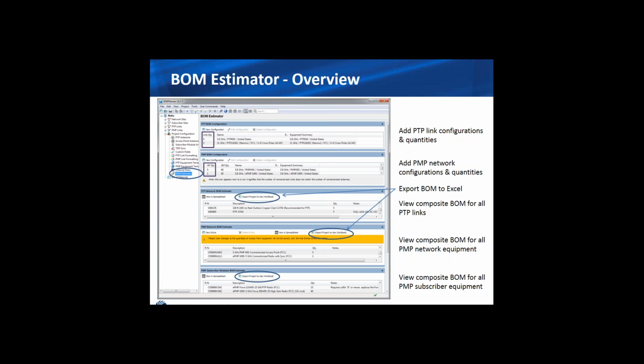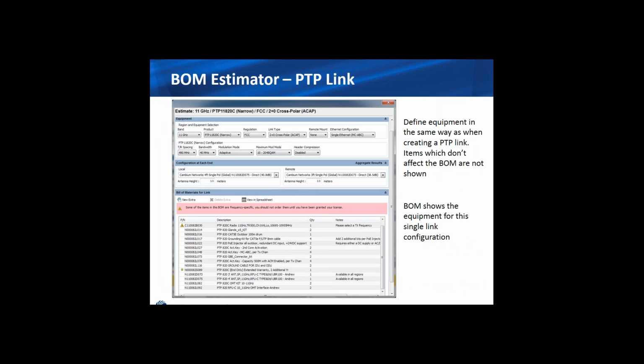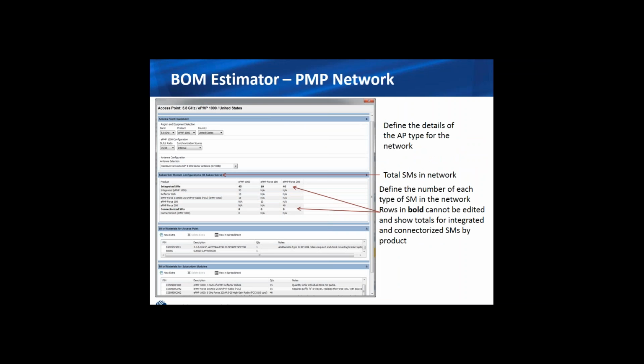So moving on to a quick look at a PTP link, you'll see that it looks very, very similar to how we set up a basic PTP link. You've got most of the same options, but we've cut it down slightly so that you only see the options which affect what goes into the BOM, rather than the more detailed side where you have to set up things that affect the performance of the link. Here we're only interested in items that change the equipment you need to purchase. Again, work from left to right, top to bottom, and that sets things up.